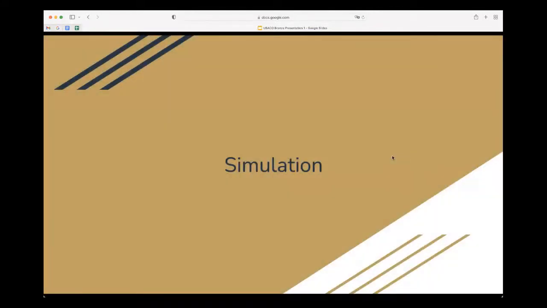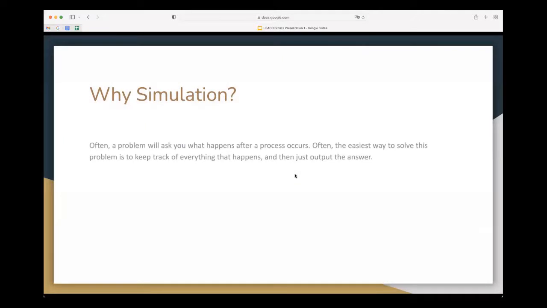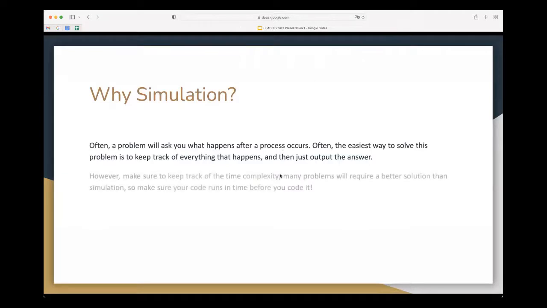So our next topic is going to be simulation. So, well, simulation is essentially simulation. You're given a problem and it's basically asking you to simulate what happens after the process occurs. So the problem is asking you to solve for something after a process occurs, and it describes the process in a lot of detail. And the easiest way to solve this kind of problem is just to simulate exactly what happens. So every time you keep track of everything that happens, and then at the end, you just need to output the answer.